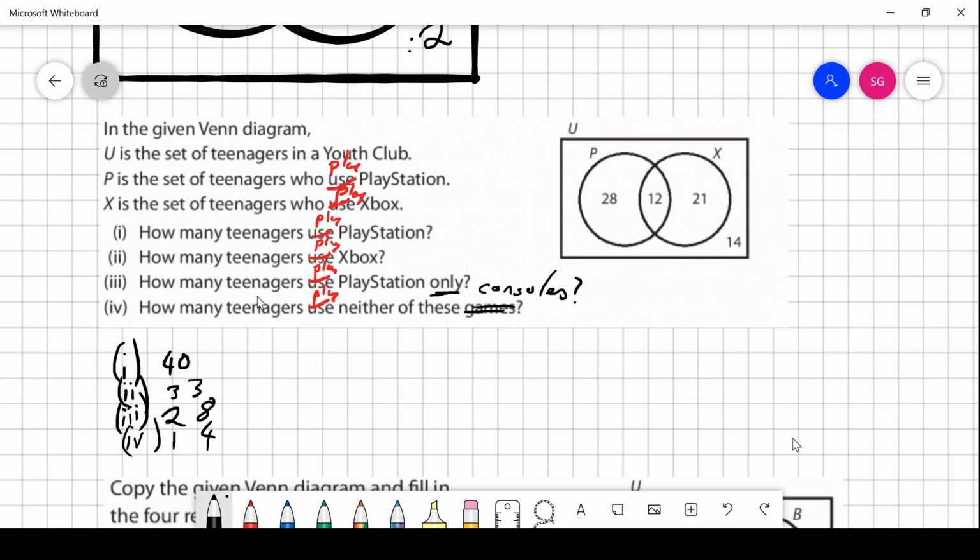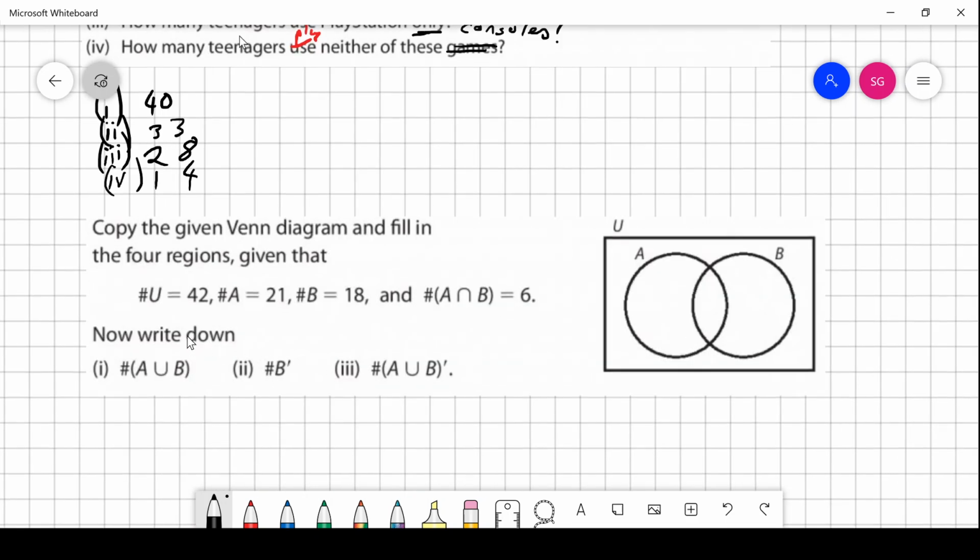So let's look at one where they haven't given us the values and we're filling it in again. Copy the given Venn diagram and fill in the 4 regions. U is 42, A is 21, B is 18, A intersection B is 6.